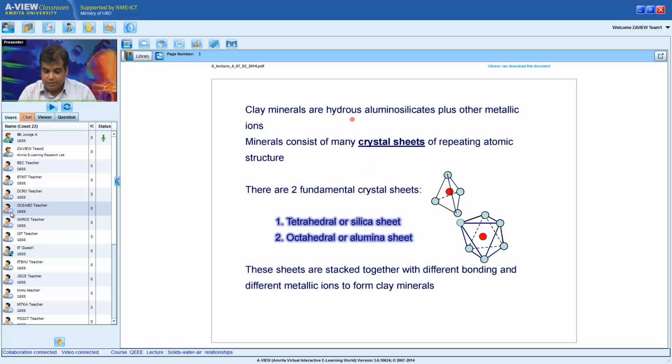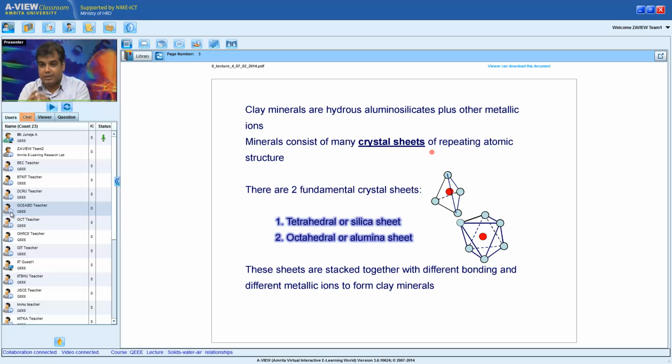So for the clay minerals, the first few words are pretty important. They are hydrous. So let's break them up. Hydrous meaning they have water. Alumina and silicates, with silicates being the major component. So they have water, alumina, and silicates. These are the important components, plus other metallic ions, for example manganese, may be present. They consist of crystal sheets, and crystal sheets are stacked on top of each other. So even though we say clay minerals are visible in an electron microscope, under an electron microscope you only see the crystal sheets.